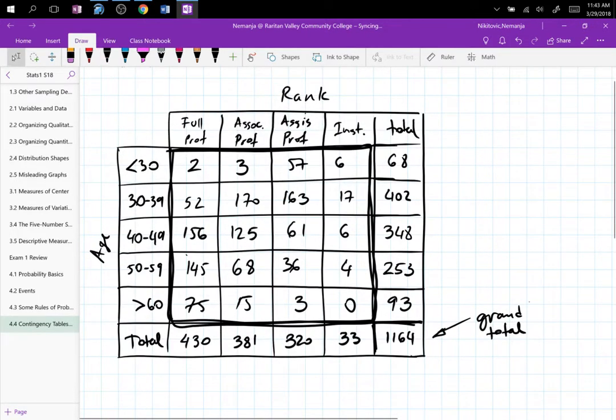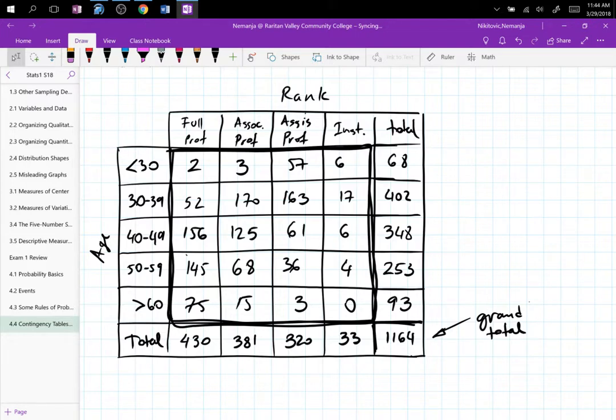So a table like this will be called a contingency table. And you see there are two variables that we are showing here. One is the number of professors, and then we put them all in the rank of professors, and then we categorize them by age. So this is what we have now as data. And these are all frequencies.